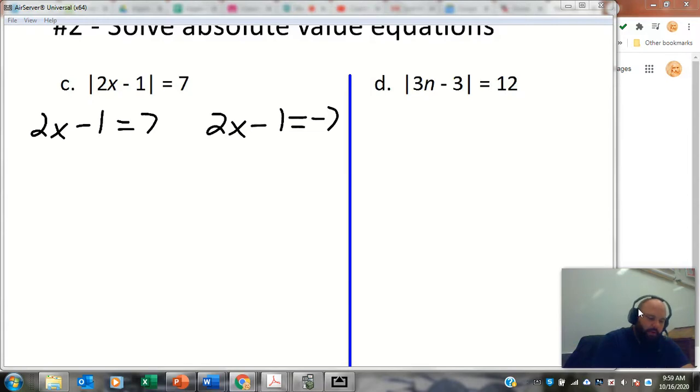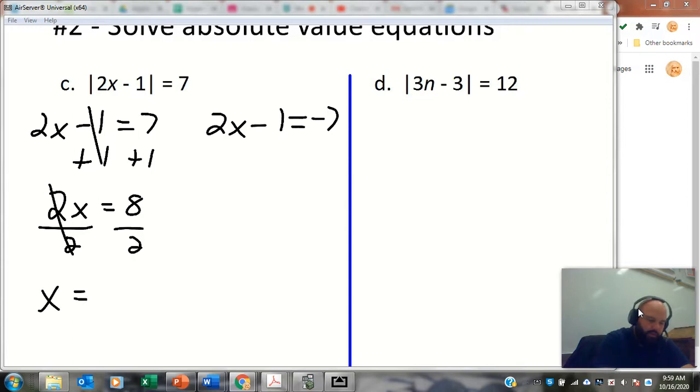And from there, we're going to solve. We will add 1 to both sides of the equation. We'll get 2x equals 8. And then we need to divide both sides by 2. x equals 4.